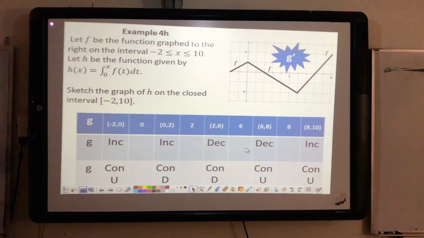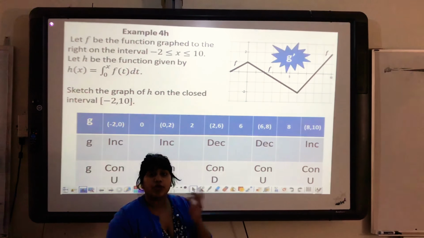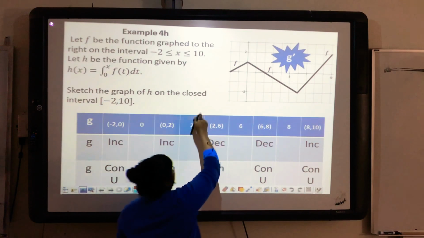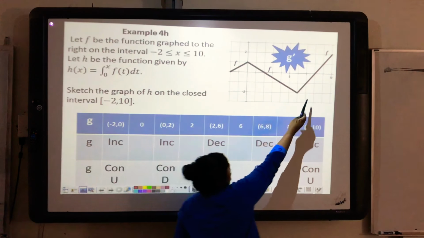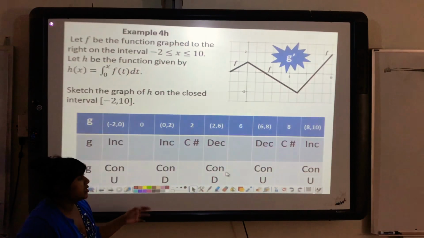Okay, I got it to disappear. There it goes. And then what we're going to look for is our critical values. So where's our critical values at? Right here. So at 2, we have a critical value, and at 8, we have a critical value. Okay, we have to test them, but we're not there yet.